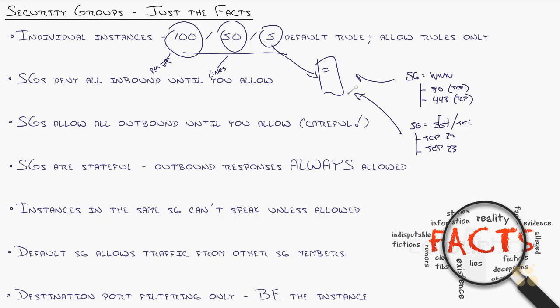Now, these values right here can be changed if you contact Amazon and give them a reason for doing so, but they will tell you right up front, be careful, because you can impact the performance of your instances the more of these that you apply and the further that you increase the limits.